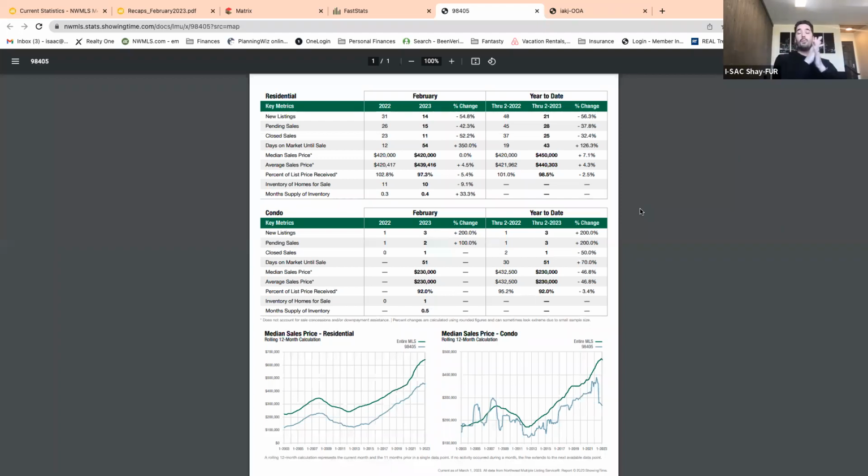Imagine if every time you went to an open house, you had this report from that zip code that the open house is in, and said, hey, if you're interested in knowing what's going on in this area, here's a report. Give that with a flyer. Yeah, that's a really good idea too.